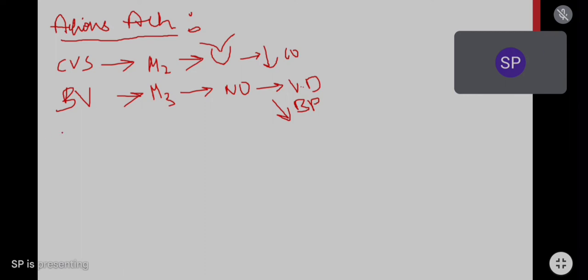Next, on the smooth muscles. Smooth muscles, we have discussed in the last class. Smooth muscles are present in the GI tract. Smooth muscles are present in the urinary bladder. Smooth muscles are present in the lungs, bronchioles. Smooth muscles are present in blood vessels. Okay.